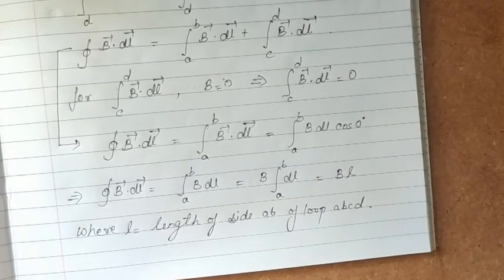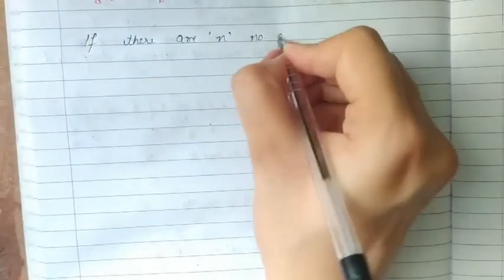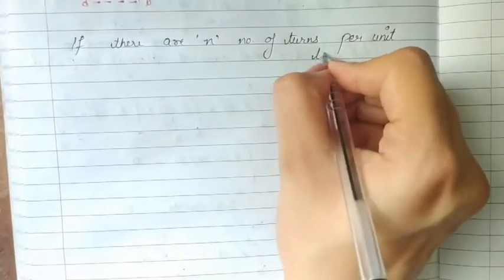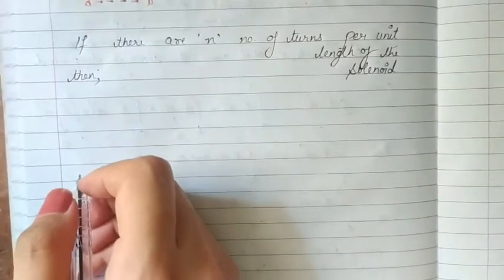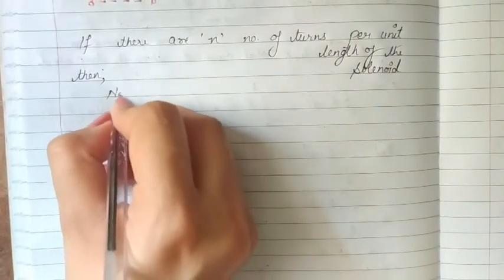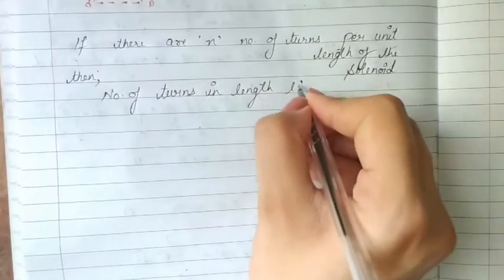Now, this I have considered for a single turn. If the solenoid that we are considering has n number of turns per unit length, then the number of turns in length L of the solenoid is equal to nL.